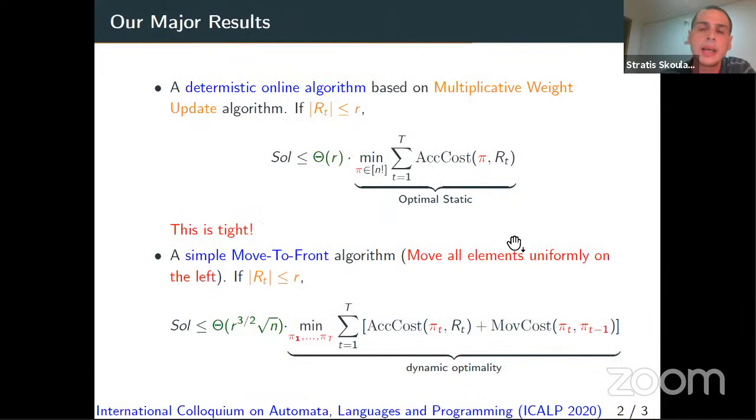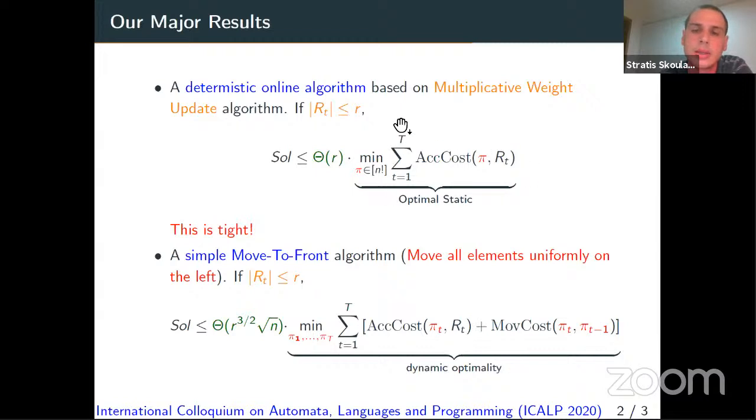So basically, we have the following results. At first we designed a deterministic online algorithm based on the multiplicative weight update algorithm. Actually, it's an online de-randomization scheme of the multiplicative weight update algorithm, with the property that if the cardinality of the request is bounded by a fixed constant R, then the algorithm is Theta of R times the cost of the optimal static solution.